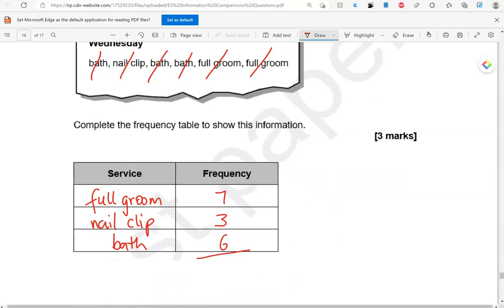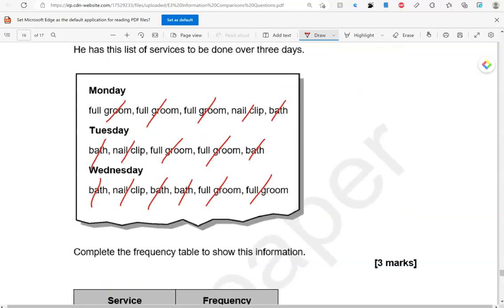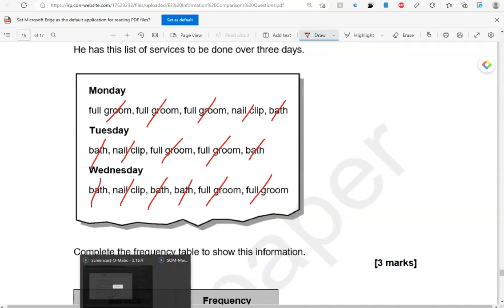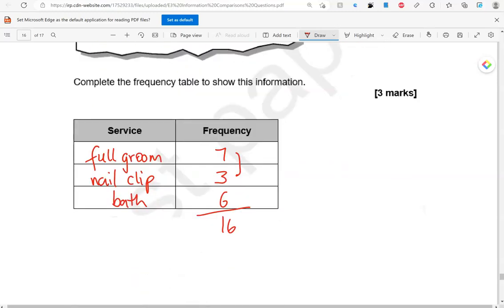So in total, that is 10 and a 6, 16. Have we got 16 of the services? 1, 2, 3, up to 16. So that proves we've done this correctly.